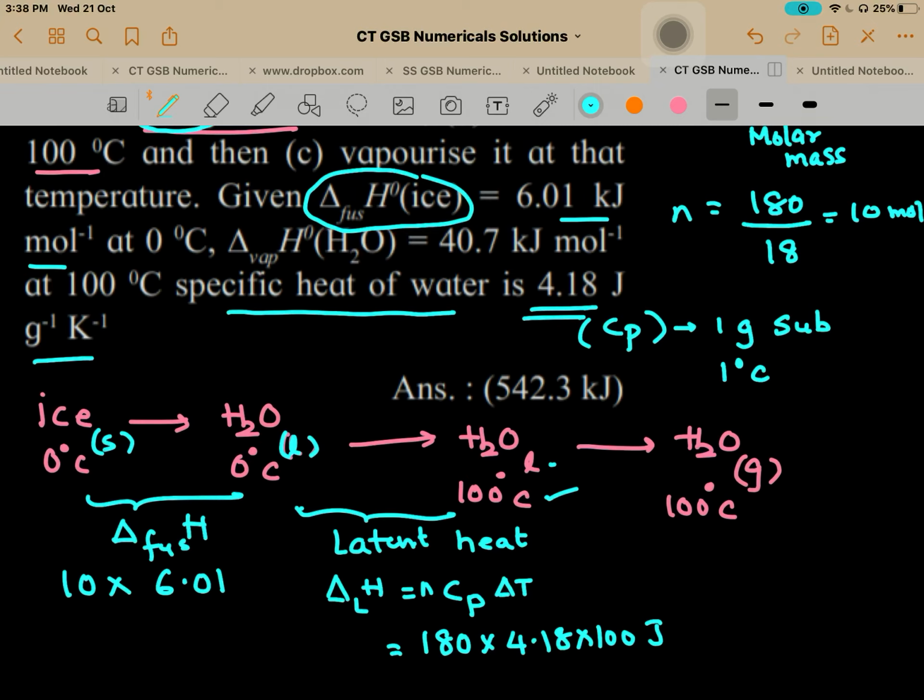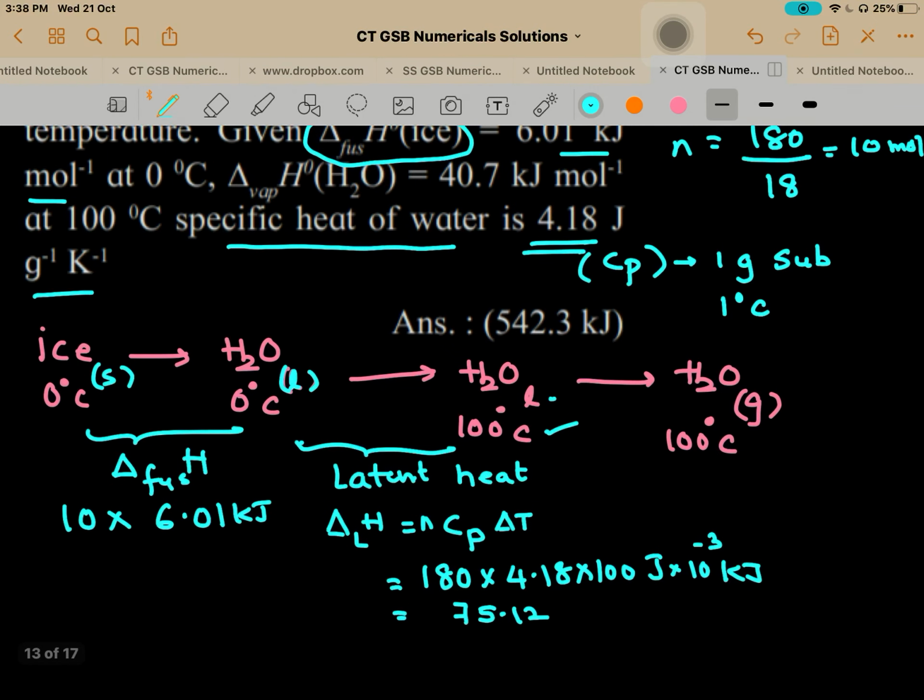And you see this 6.01 is given in kilojoule. So therefore we need to convert this to kilojoule. So multiply by 10 raised to minus 3 will be kilojoule now. Hope this is clear, right? And this will give you 75.12. Clear at this part?